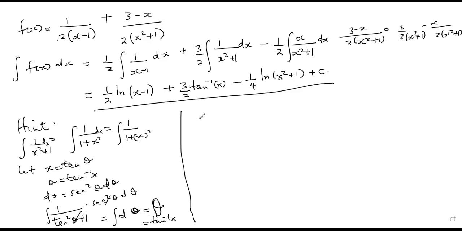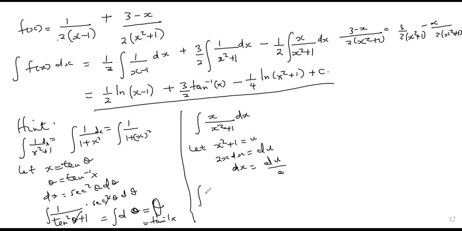Then for the case of integrating x over x squared plus 1 dx, what you do here, we shall let x squared plus 1 be equal to u. So that 2x dx, when you differentiate, this side is going to be equal to du. And therefore, our dx is going to be equal to du over 2x. So that is what we are going to substitute here.